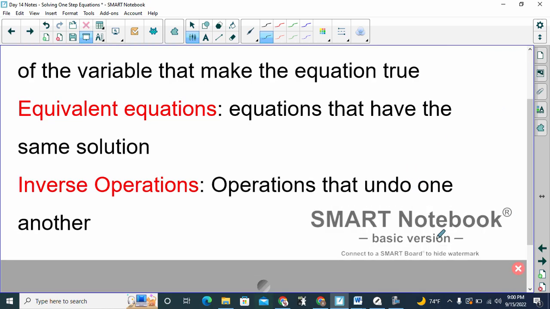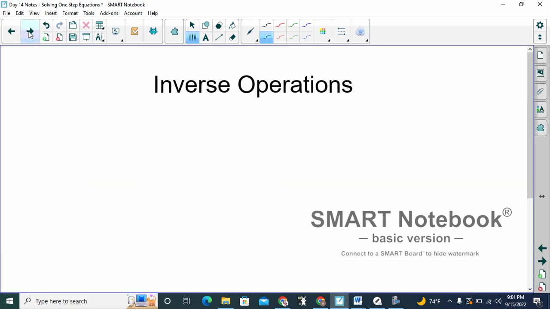And inverse operations. Remember, operations are things you do with numbers, adding. You could subtract them. You could raise them to an exponent. You can multiply them, divide them, root them, square root them, or cube root them. Inverse operations are two operations that undo one another. Some examples of inverse operations, ones that you are familiar with, are addition and subtraction. Subtraction will undo addition. Addition will undo subtraction.